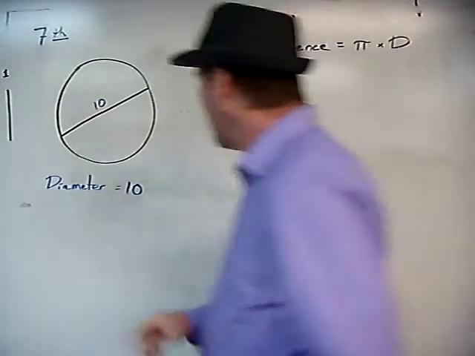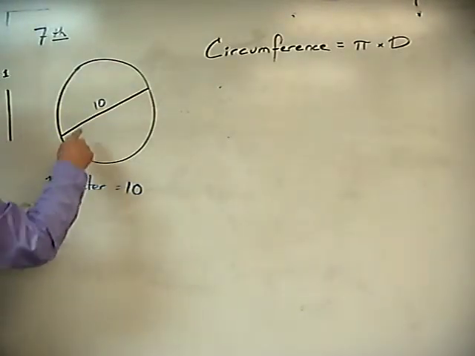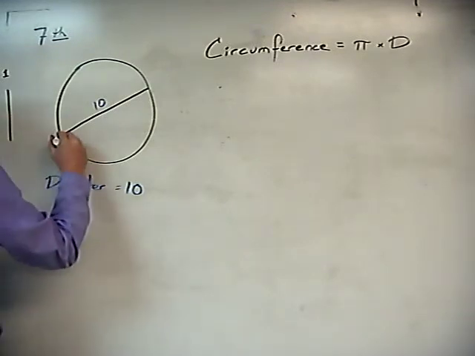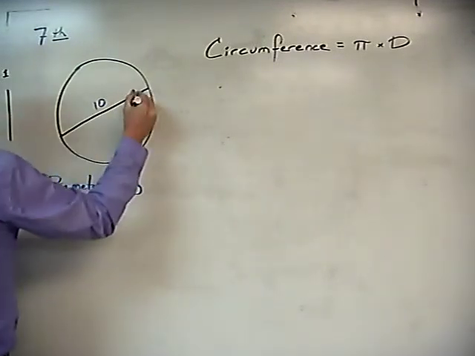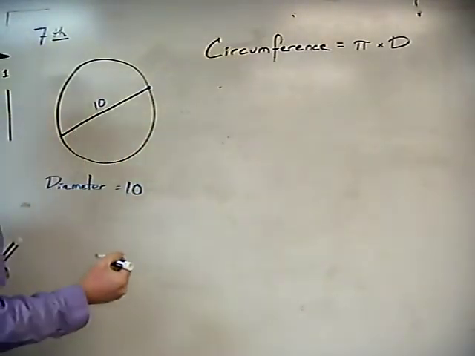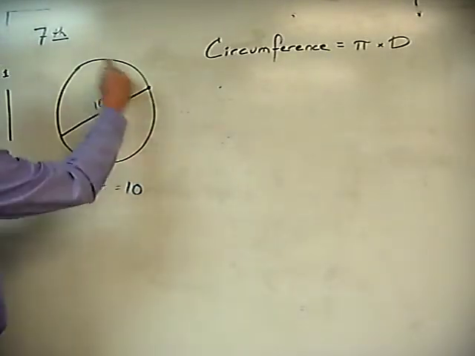So up here we have a problem. We have a circle. We know this distance. We know the distance from here to here. We know that distance. We know that's 10. Our diameter is equal to 10. The question is, how do we find the circumference?